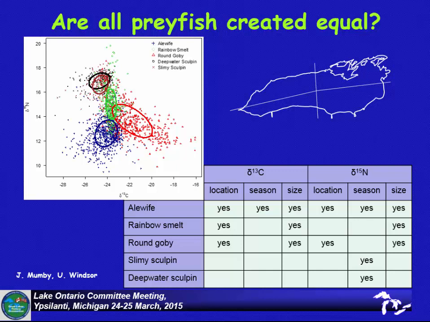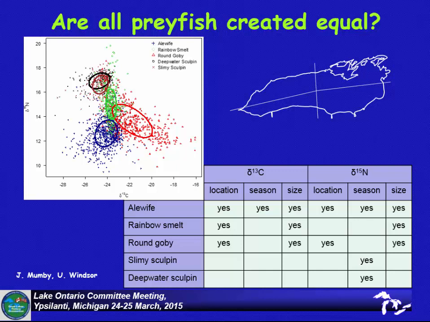This is some data from graduate student James Mumby working up some of the data from 2013. And the question here is really, are all the prey fish created equally? This upper panel here is stable isotope data, nitrogen reflecting the trophic position, so things eating lower in the food web versus things eating higher in the food web, and carbon reflecting the difference between nearshore sources versus offshore sources.